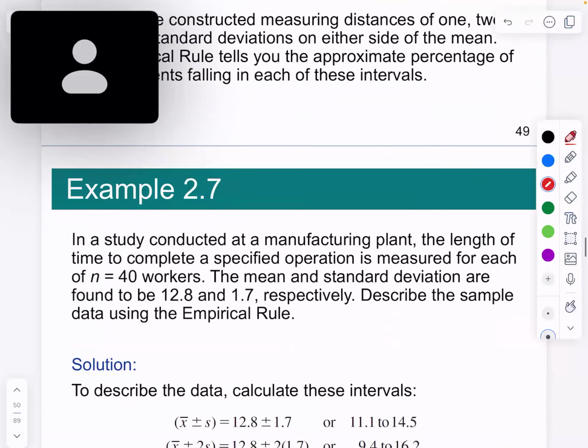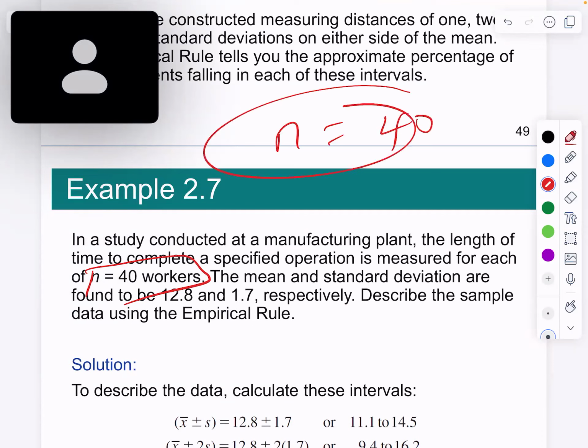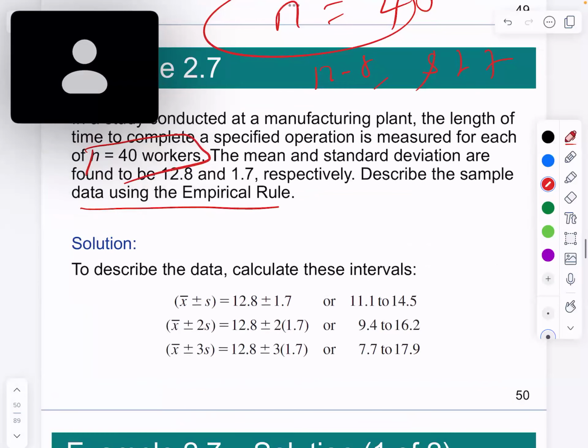So let's see an example here. In a study conducted at a manufacturing plant, the length of time to complete a specified operation is measured for n workers. So the sample size is what? 40. The mean is 12.8 and the standard deviation is 1.7. Describe the sample using the empirical rule. Look at that. In the empirical rule, you have the mean plus or minus the standard deviation. We have to calculate the interval.